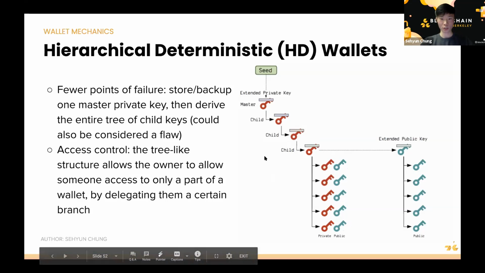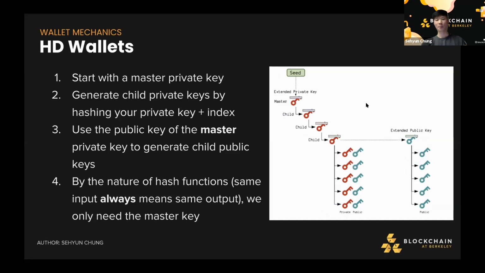But how do HD wallets work? So this is a black slide, which means that it's a more technical slide, but it's not too technical. We'll just be hitting a high-level overview. So first, we start off with a master private key. How do we get this master private key? We want to generate a random seed. Randomness is very important because humans are pretty deterministic. From this random seed, we generate a master private key.